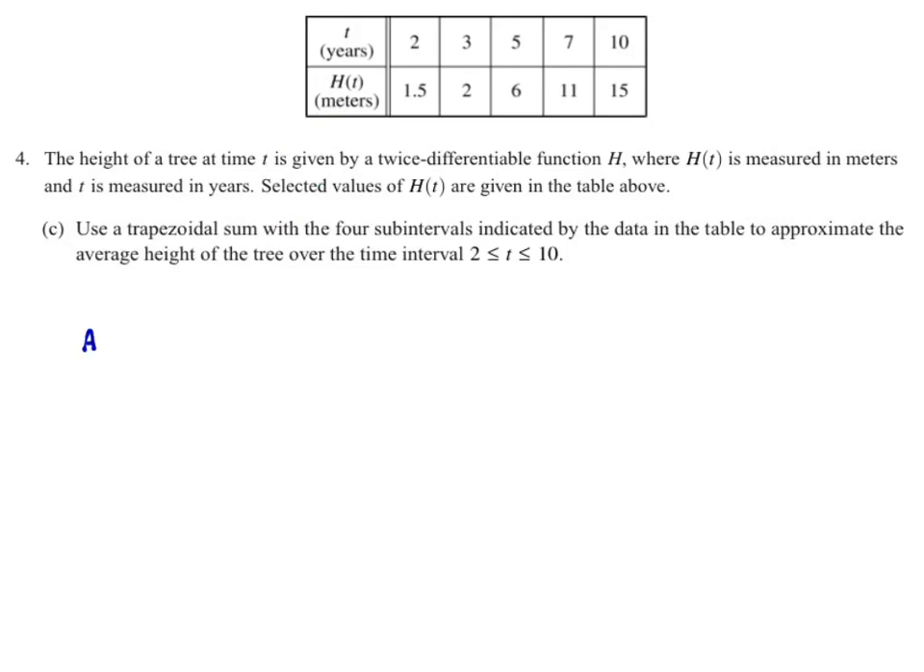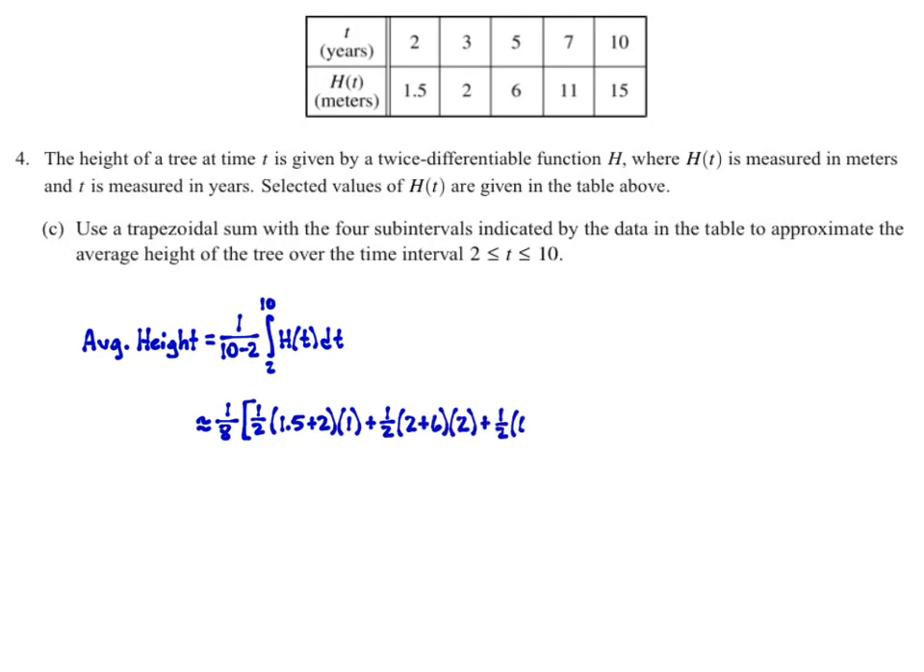So that's going to be 1 over 10 minus 2 times the integral from 2 to 10 of h of t dt. And again, this is the average value of the integrand. So this is the average value of the height, or it's the average height. So this is what we're looking for here. And we are going to do a trapezoidal sum to approximate the integral. Remember, that approximates integrals. So trapezoidal sum, our first interval is going to be, well, I got it all here, so let's play it out, and then I'll go through it a little bit slower.